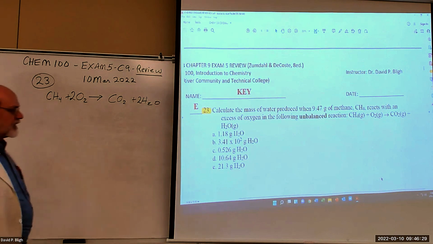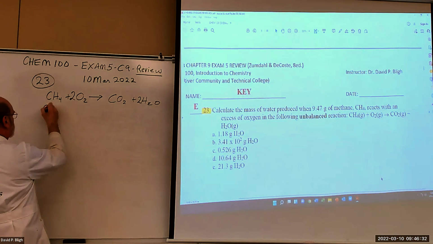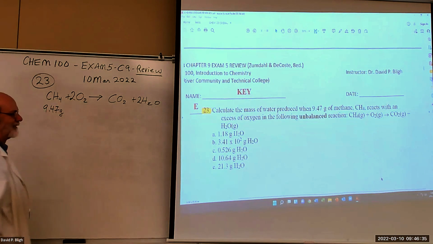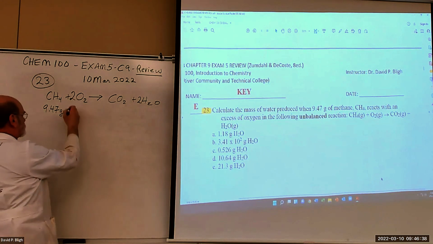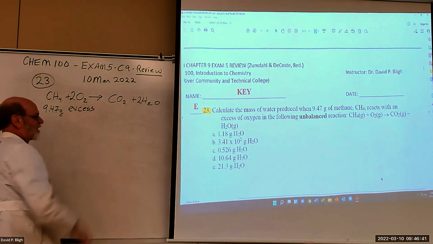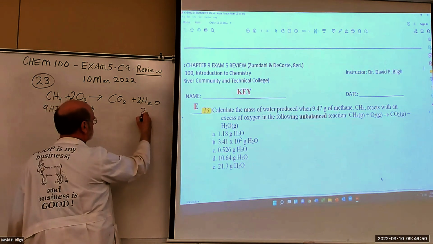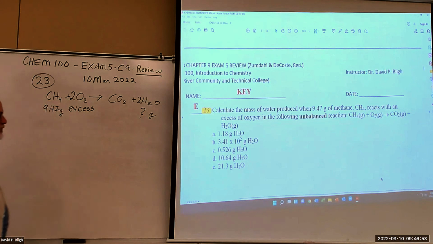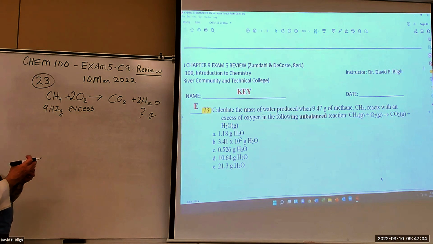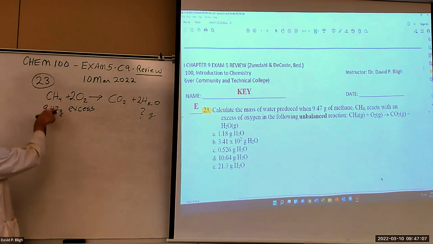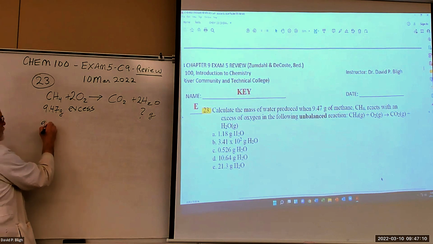Okay, so now what do we get? 9.47 grams of methane. Okay, excess oxygen. All right, and the question is, mass of water produced. How many grams of water are produced? Oh, my high school English teacher would roll over in her grave. Okay, so methane, we need molar mass, correct?